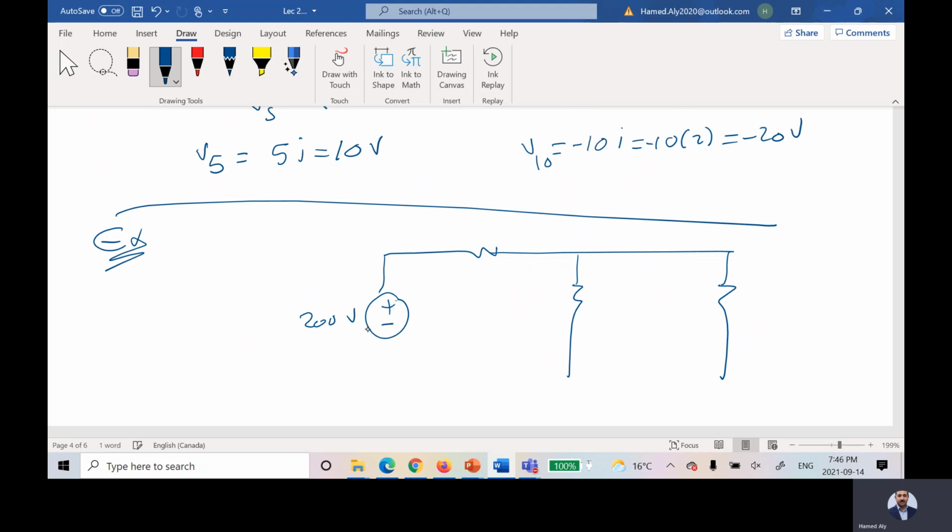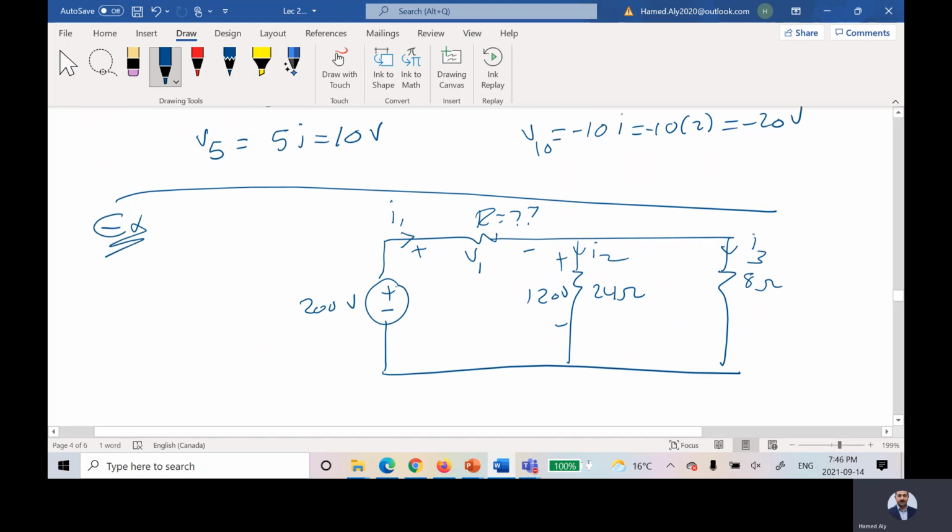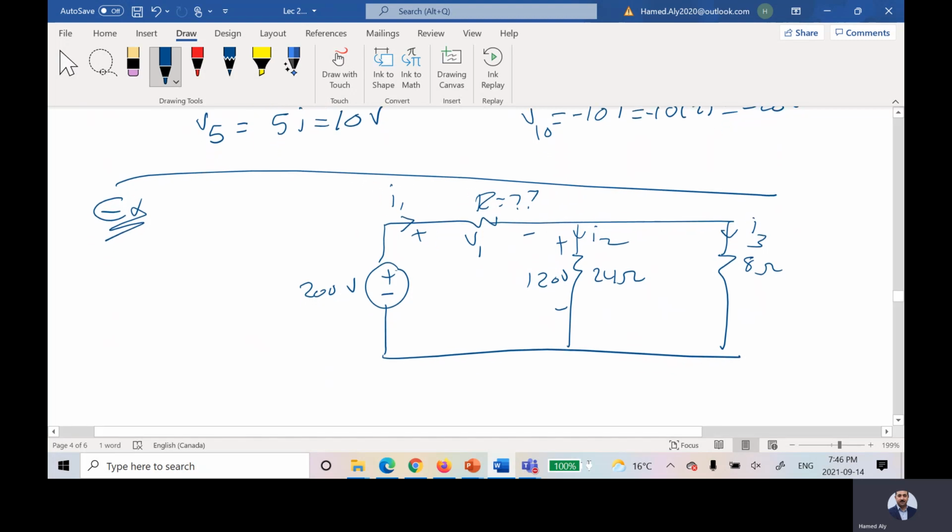This is 200 volts. And this is R. And this is V1. This is 24 ohms. This is 120 volts. And this is 8 ohms. This is I3. This is I2. This is I1. What is needed: use KCL and KVL to solve the following problem. Find the value of R and the unknown voltages and the currents.